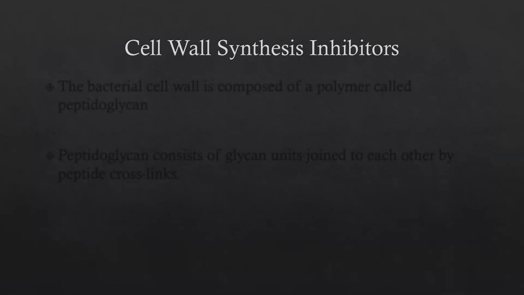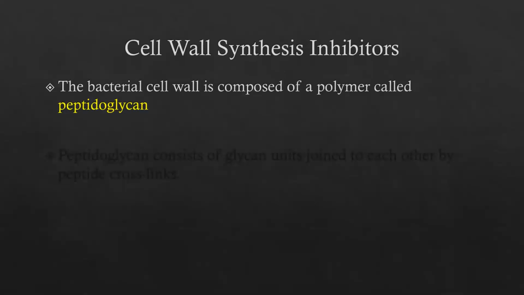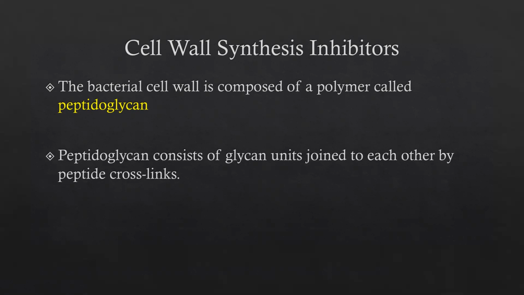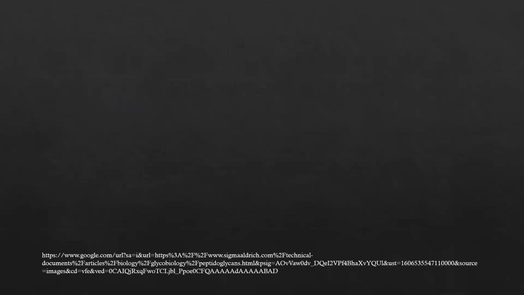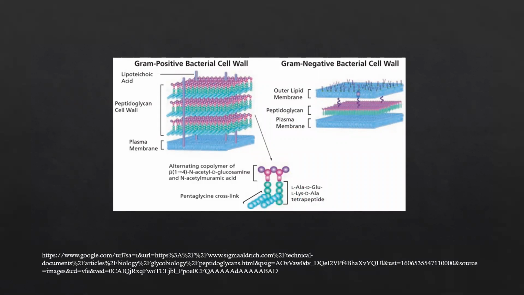For the cell wall synthesis inhibitors, the bacterial cell wall is composed of a polymer called peptidoglycan. Peptidoglycan consists of glycan units joined to each other by peptide cross-links. In this image, you can see the bacterial cell wall of a gram-positive as well as the cell wall of the gram-negative. Just a comparison. They have different structures in their cell wall.